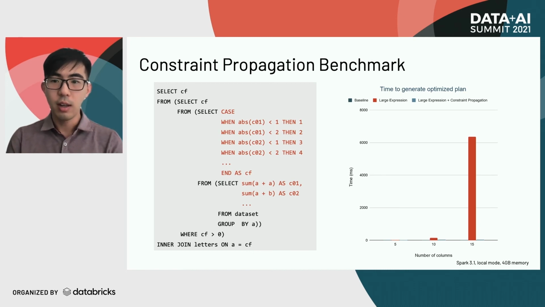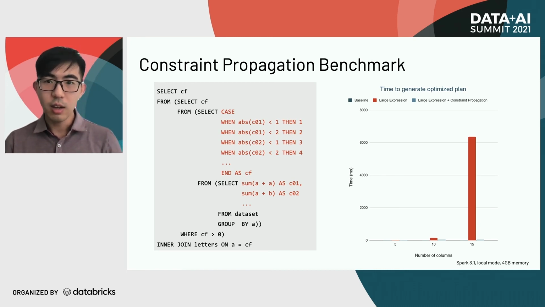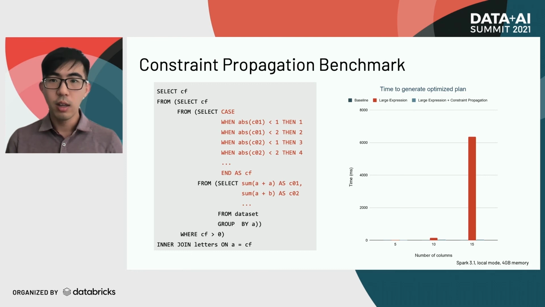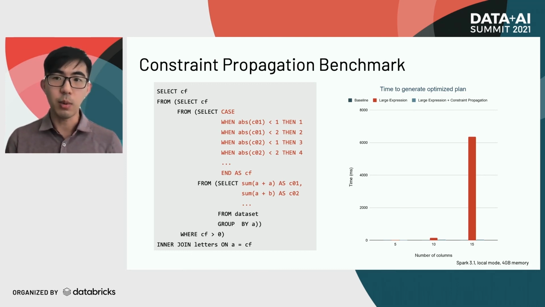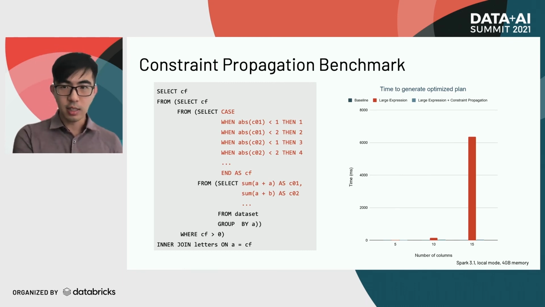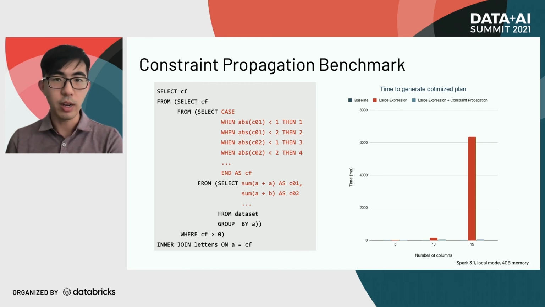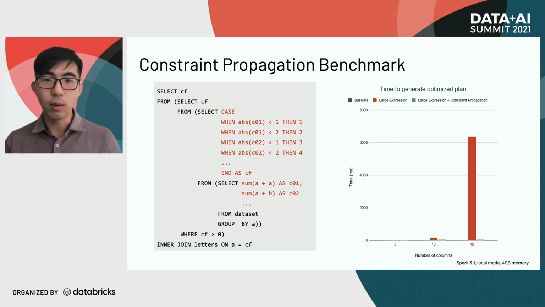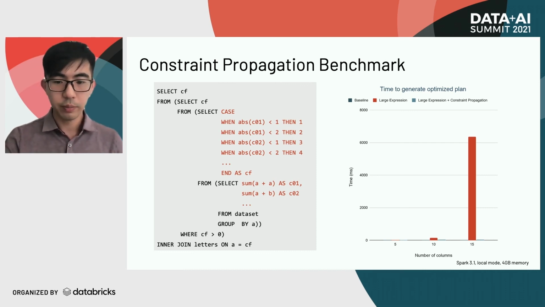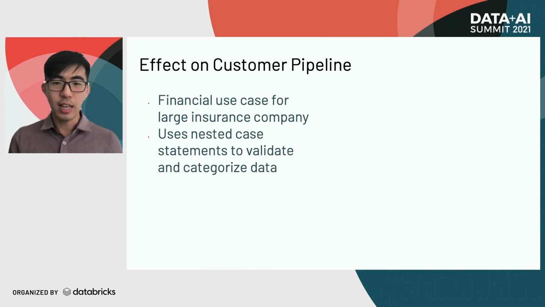So on the graph here, the very small ones are baseline, which is open source Spark. The red one is only with the large case expression optimizations enabled. And then the right side is both the large case expression and also constraint propagation improvement. And of course, we want to have everything on so we get the benefit of large case expression improvement and also constraint propagation improvement.